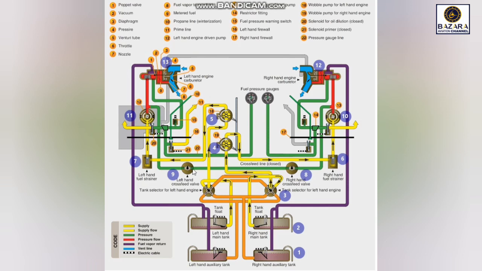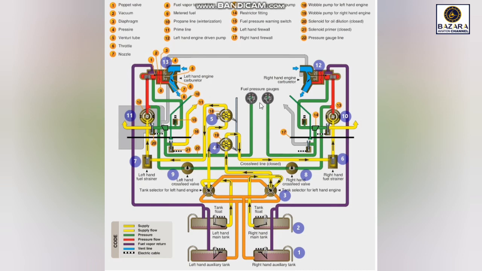If we have vapor in the fuel, the vapor will go from this area through the purple line and go back to the tanks. The same way on the right tank, on the right engine, it will go back before it enters the carburetor and return to the system.